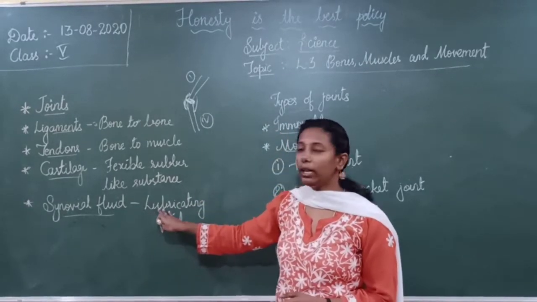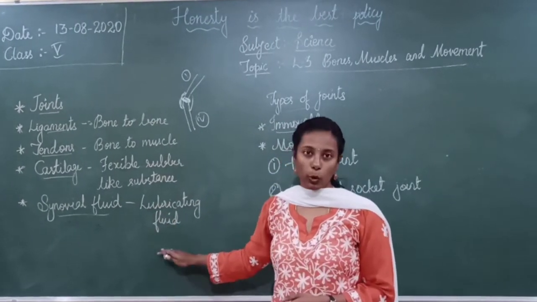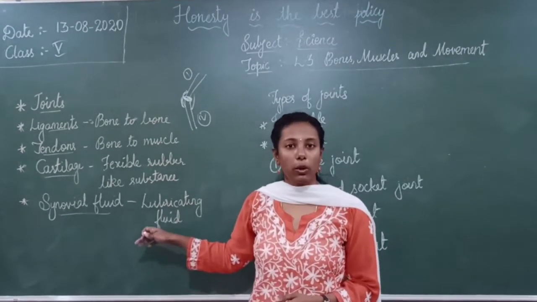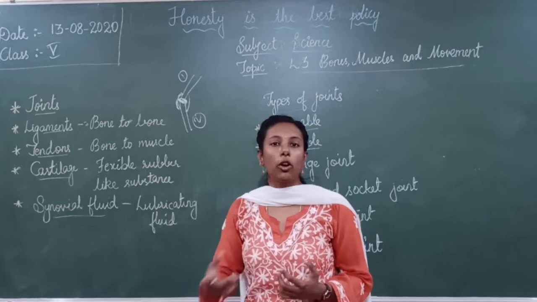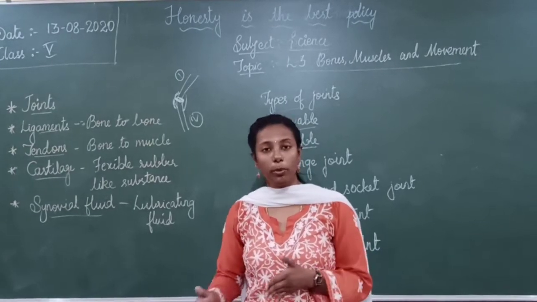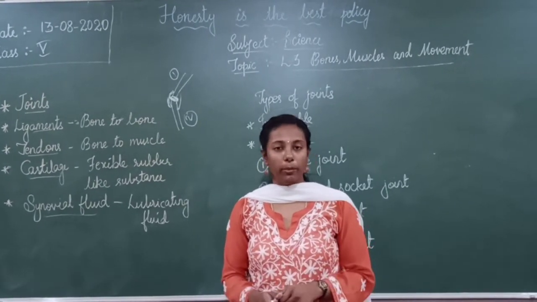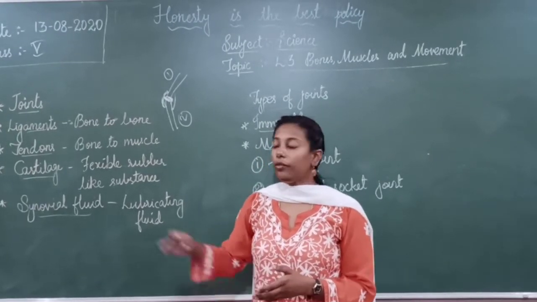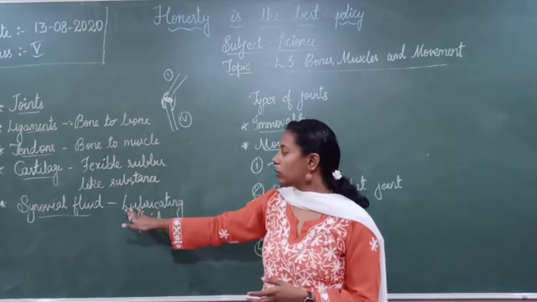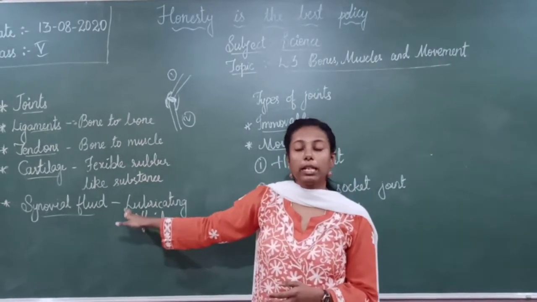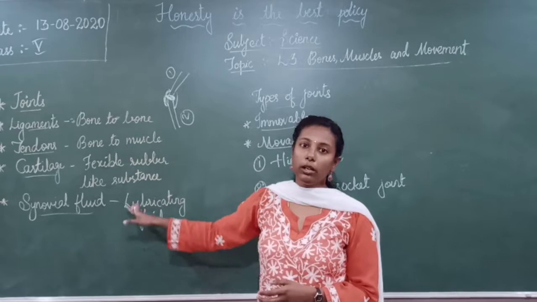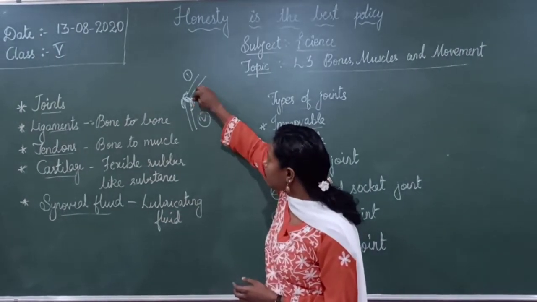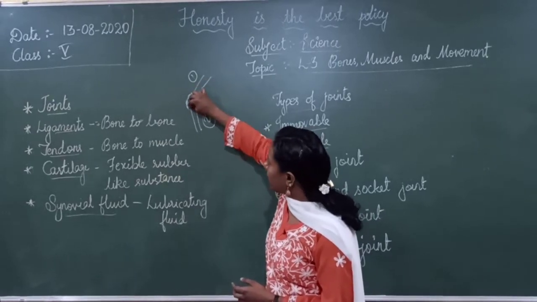Next is synovial fluid. This fluid is a lubricating fluid. Lubricating means, when a machine or device needs to run for a long time and function properly, we oil it from time to time. For our bones, this works as the oil. It helps in lubricating the bones, so this fluid is present here in between.